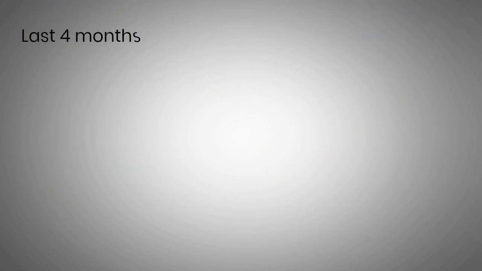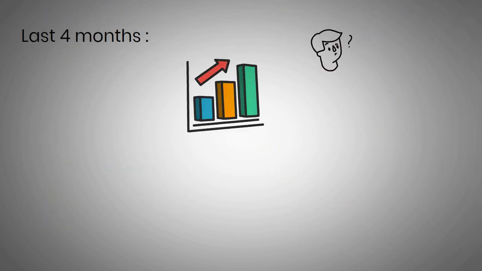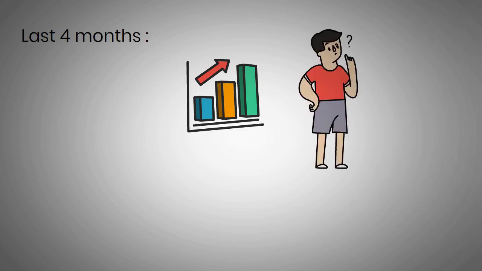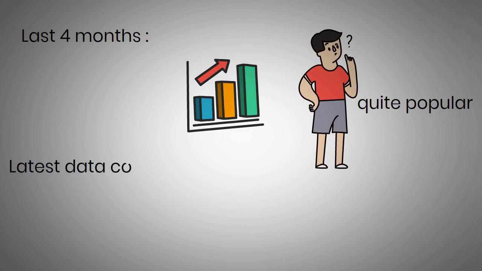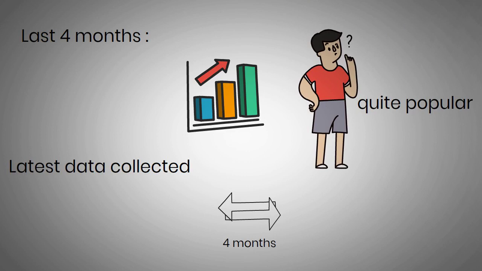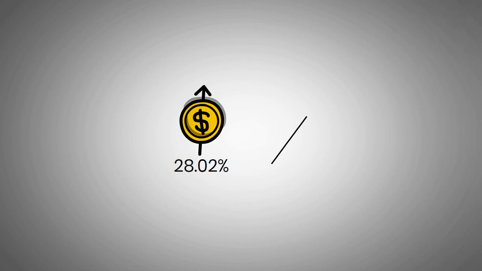In the last 4 months, Holo has shown a growing trend. Thus, we think that similar market patterns were quite popular at that period. According to the latest data collected, the trading volume of Holo has increased over 4 months. The trading volume plays a vital role in its price. The coin is up by 28.02%, with the maximum average price being $0.005 and the minimum average price being around $0.005 in the past 4 months.